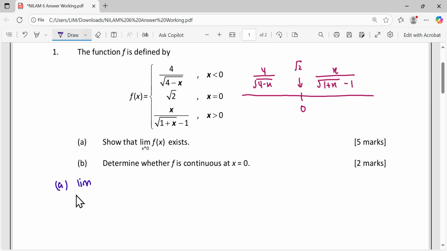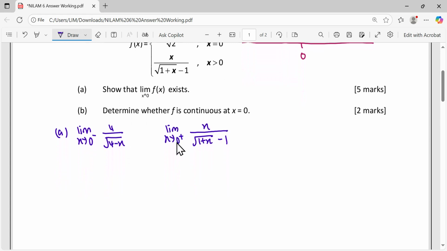So to show the limit exists, we need to identify the limit as x approaches 0 from the left, and we need to see the limit as x approaches 0 from the right. Are they the same? If both answers are the same, it means the limit as x approaches 0 of the function exists.